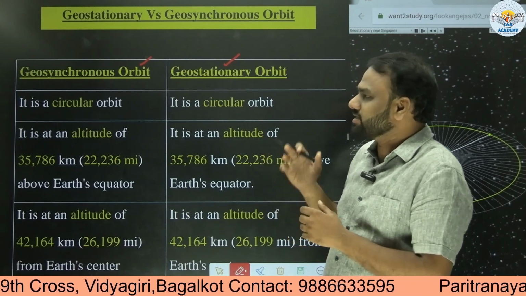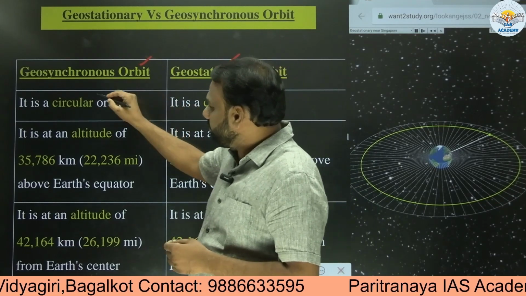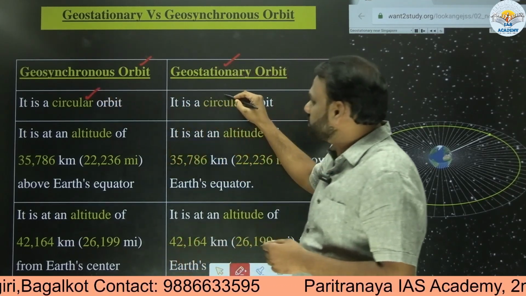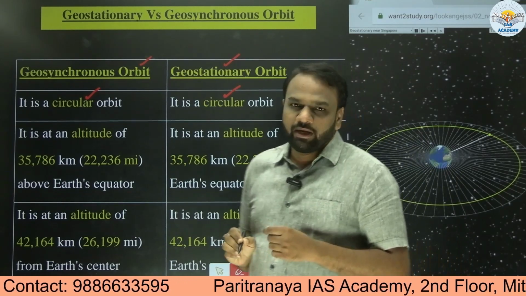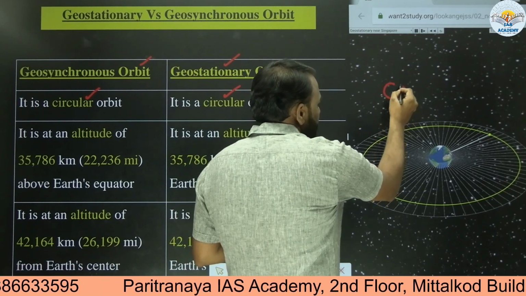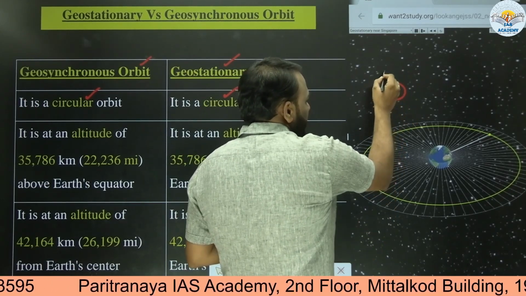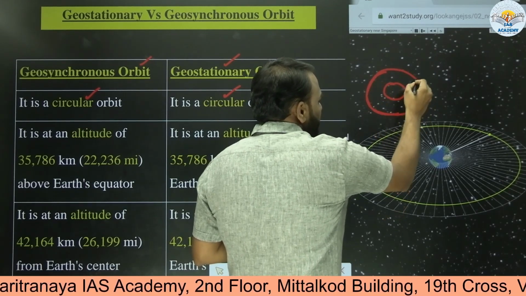So first let us look into the similarities. What are the similarities? Geosynchronous orbit is a circular orbit. Geostationary orbit is also a circular orbit. What does it mean? It means there are different types of orbits. Now, if you consider this as our Earth and a satellite is moving around it, if you look at this path, it is circular.